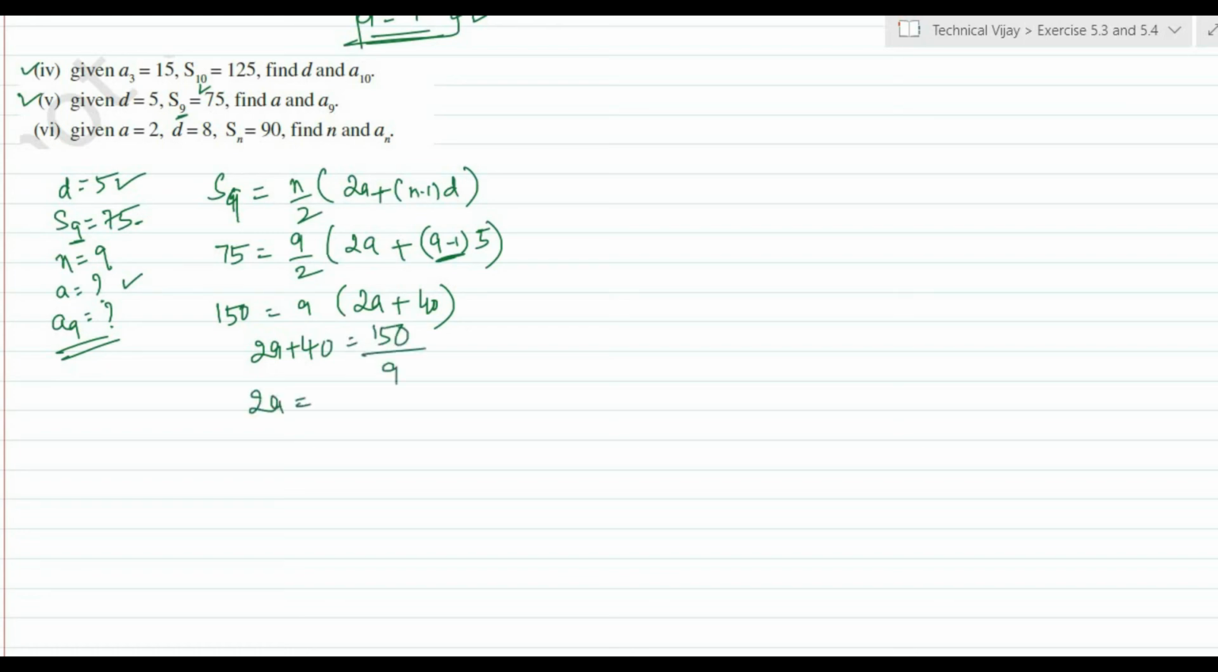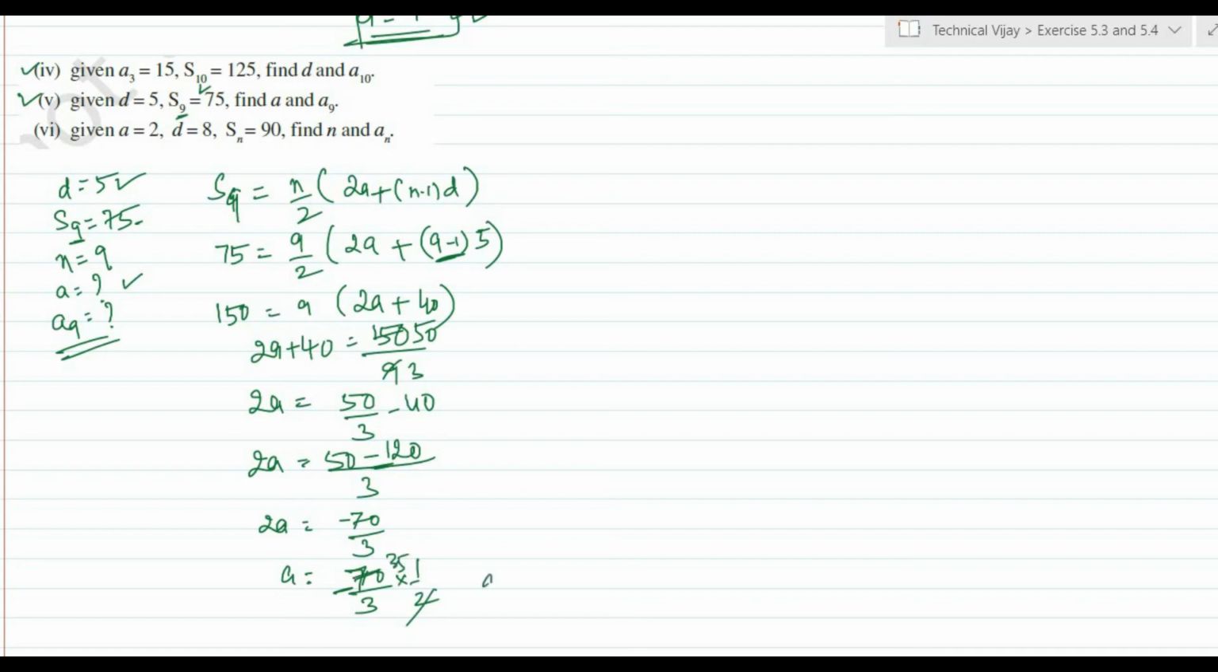So here 2a plus 40 is equal to 150 divided by 9. So 2a is equal to, 3 5s are 15, this is 50 divided by 3, minus 40. So 2a is equal to, 3 is the LCM, 50 minus 120. So 2a is equal to minus 70 divided by 3. Here a is equal to minus 70 divided by 3 into 1 by 2, that is minus 35 by 3.